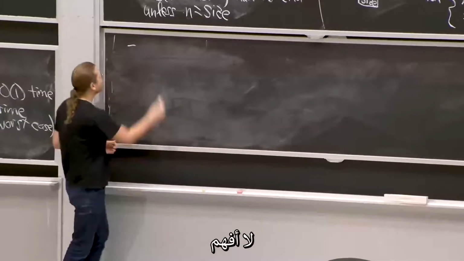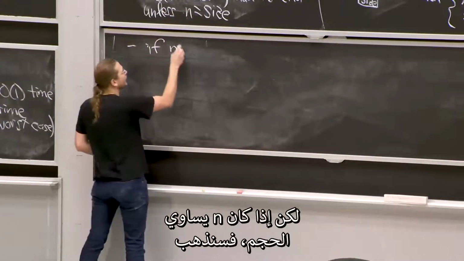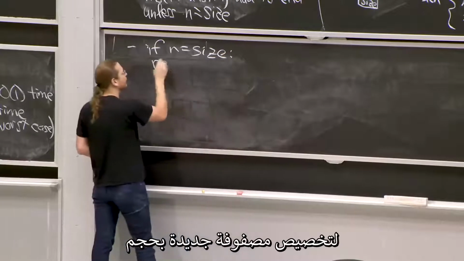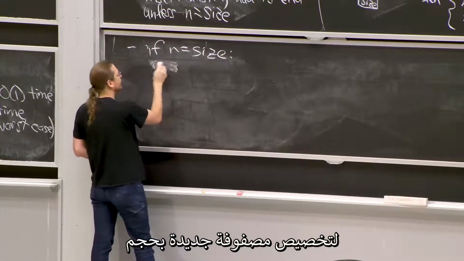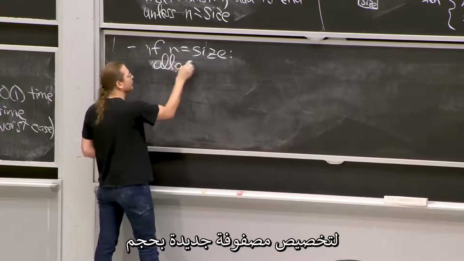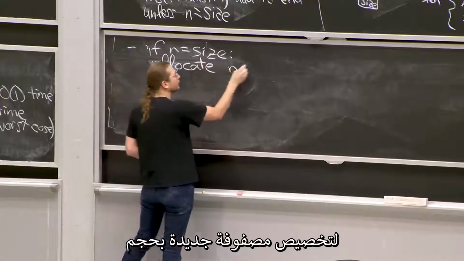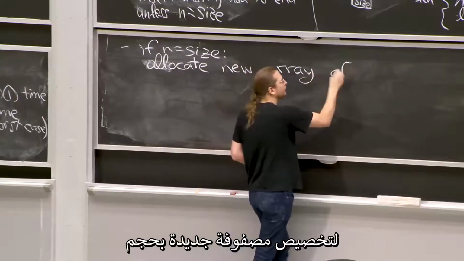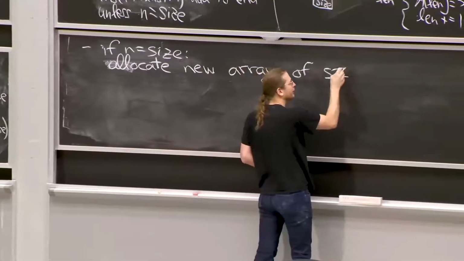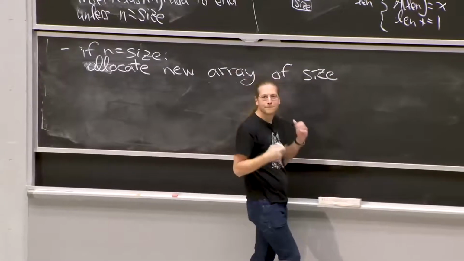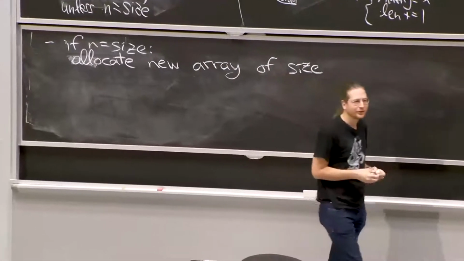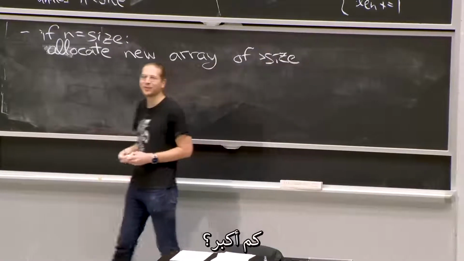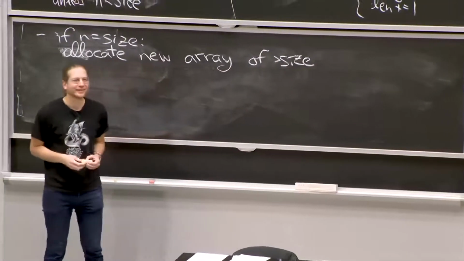I don't understand. But if n equals size, we're going to allocate a new array of size... Any suggestions? Bigger. I like it. Greater than size. How much bigger? Twice.